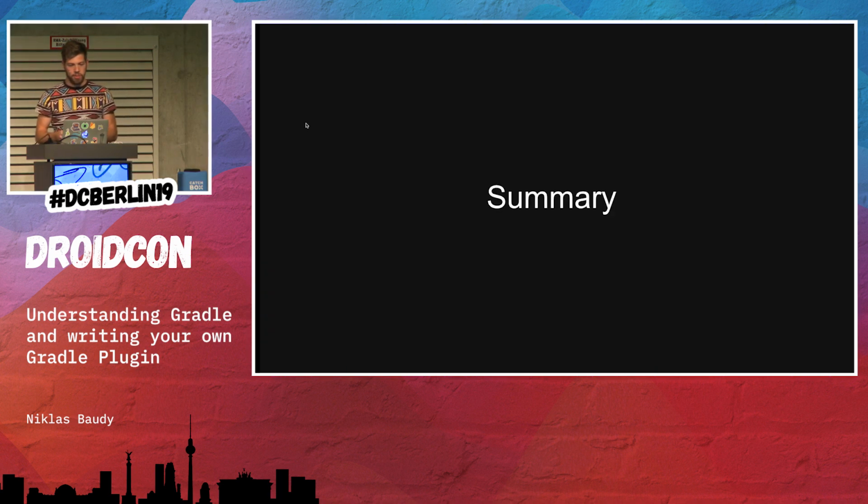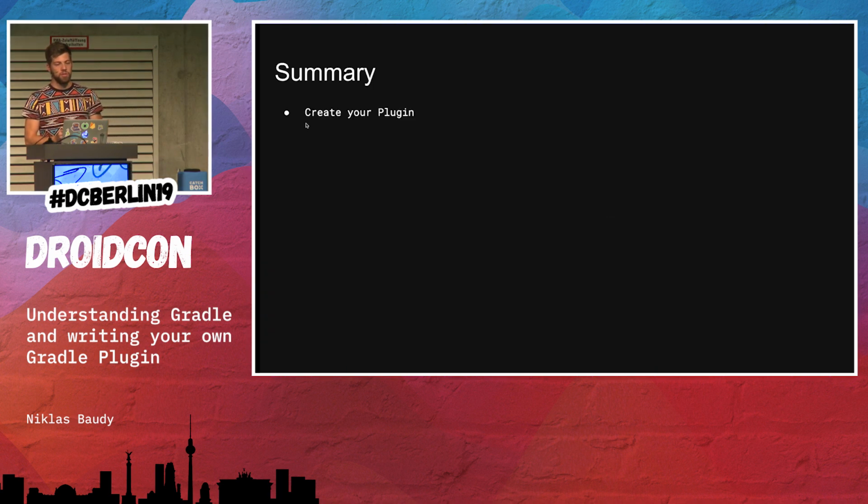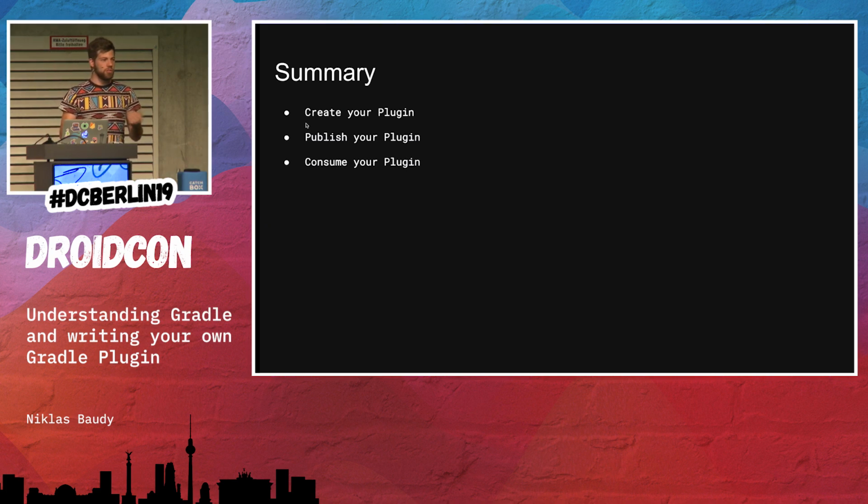So let's sum it up. The first thing that you need to do is create your plugin by implementing the plugin interface, overriding that apply function, and then doing the work that you want to do there. Next up, you publish your plugin. You can either manually build it and include that jar file. You can also publish it to your local Maven directory, or you can go one step further and publish it to Maven Central. Next up, you can consume your plugin by using the apply plugin syntax and then giving in the name of your plugin.